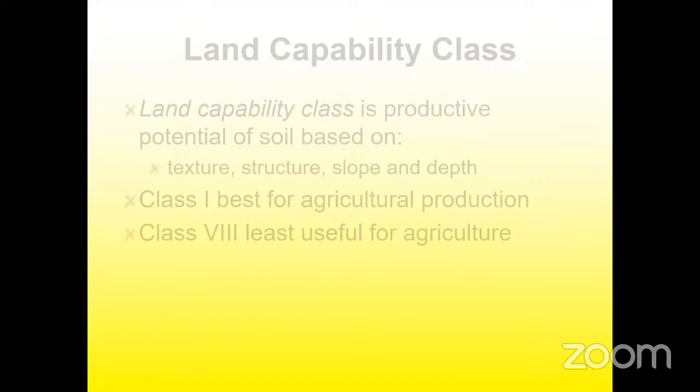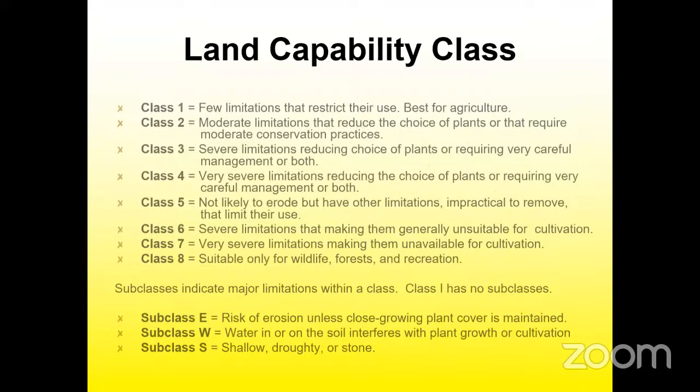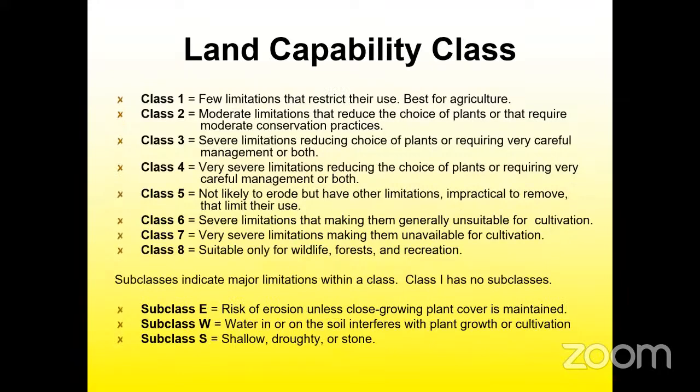Here it is given in detail. There are some limitations and restrictions for using class 1 soil, but it is suitable for agriculture. It's the best for agriculture. Class 2 has moderate limitations that reduce the choice of plants or require moderate conservation practices. Class 3 has severe limitations that reduce the choice of plants, requiring very careful management for both.